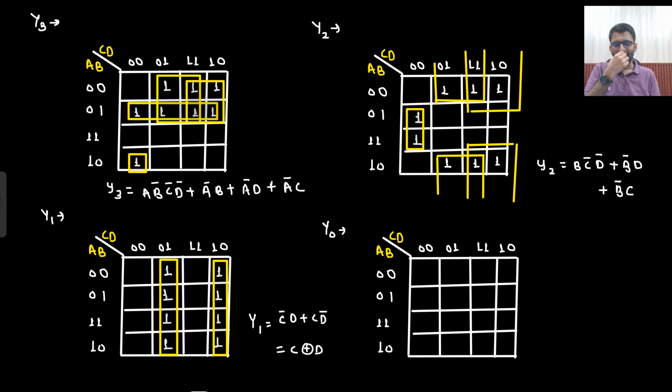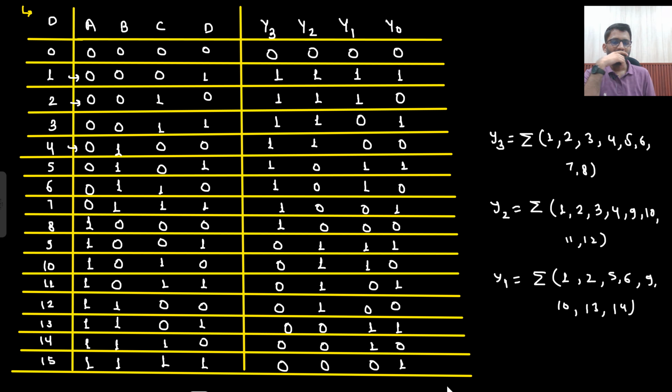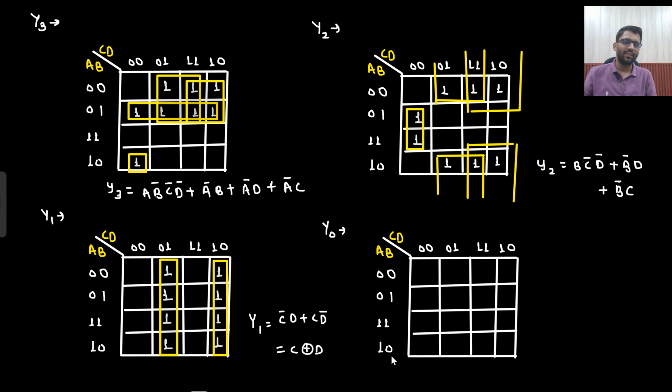Okay. What about Y0? Y0 is simply equal to D. Y0 is D only. Say yes or no? If you check, Y0 and D are both the same, because at least this bit will be copied as it is, no? So Y0 is equal to D only. I will not have to make the K-map. So these are the expressions I have got.